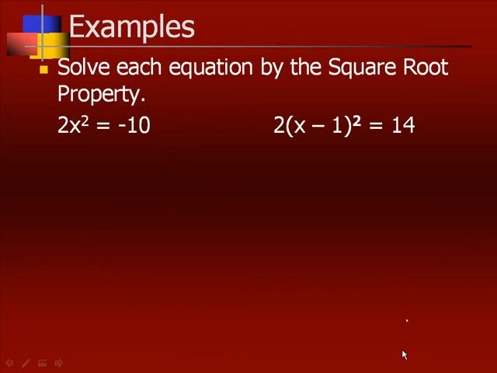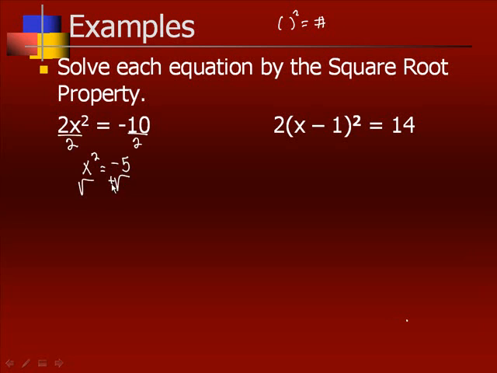Now let's do a couple more. By the square root property, we need the form something squared equals a number. If it's not of this form, then the square root property is not going to work. So we've got to get it in the form something squared. So we're going to divide both sides by 2, which gives us x squared equals negative 5. Well, that's our square root property form.